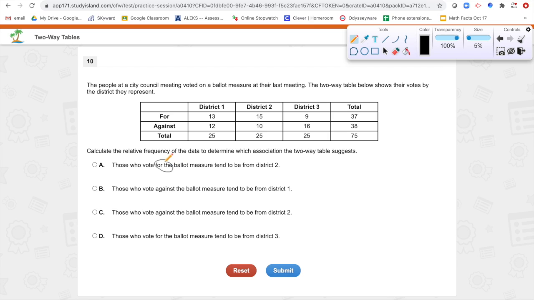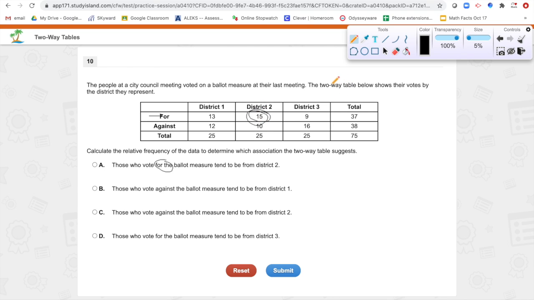So once again, we're looking at 4. So I know which row I'm looking at. 4, I have 13 in District 1, 15 in District 2, 9 in District 3. That's definitely the correct answer because the majority of them are from District 2. So the answer is A.